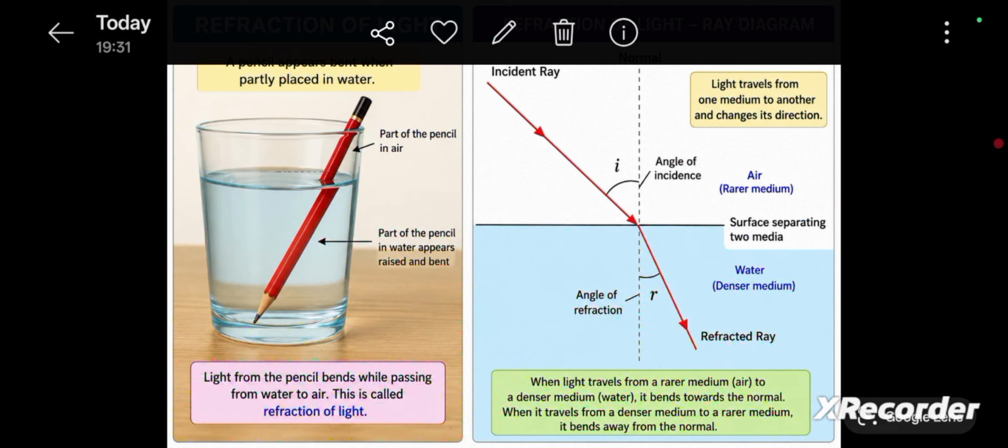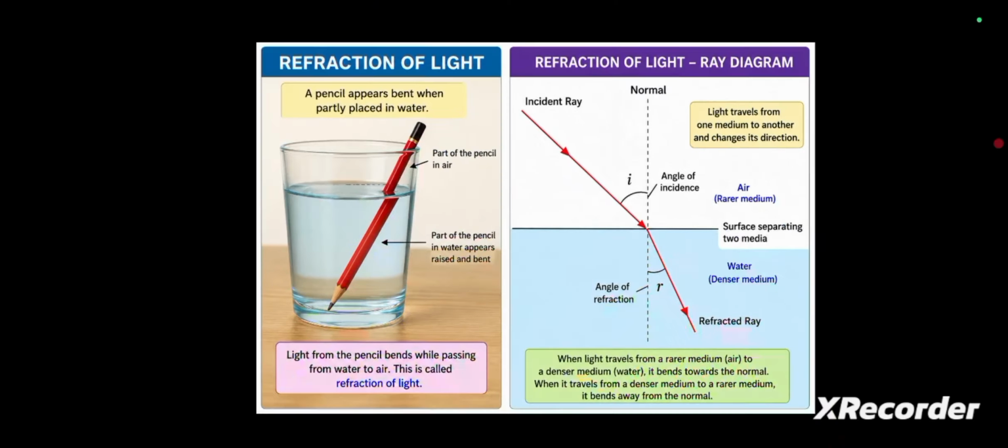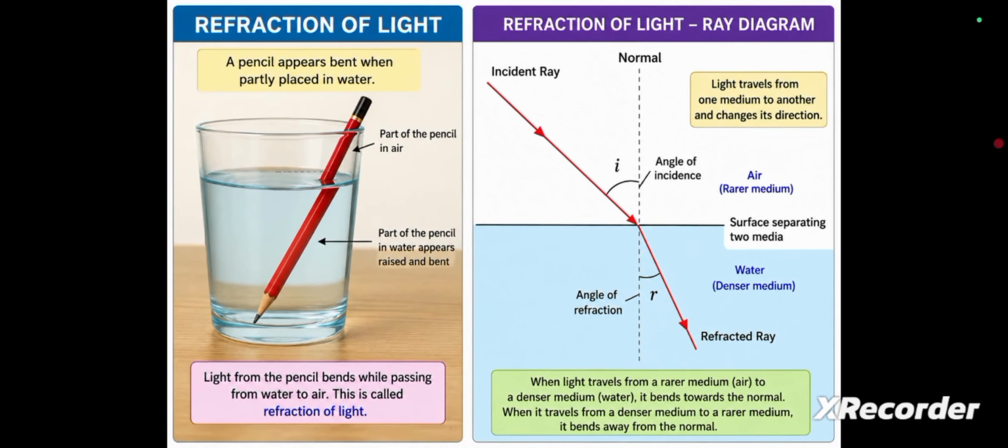Refraction of light: when light passes from one transparent medium to another, it changes its direction. This bending of light is called the refraction of light. The ray diagram is also shown here.